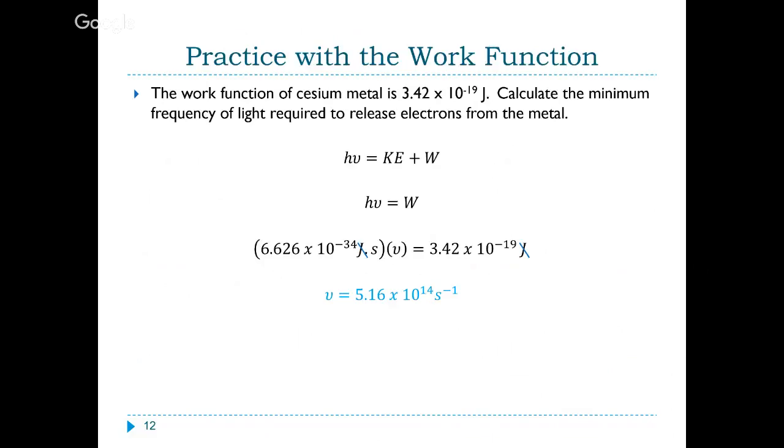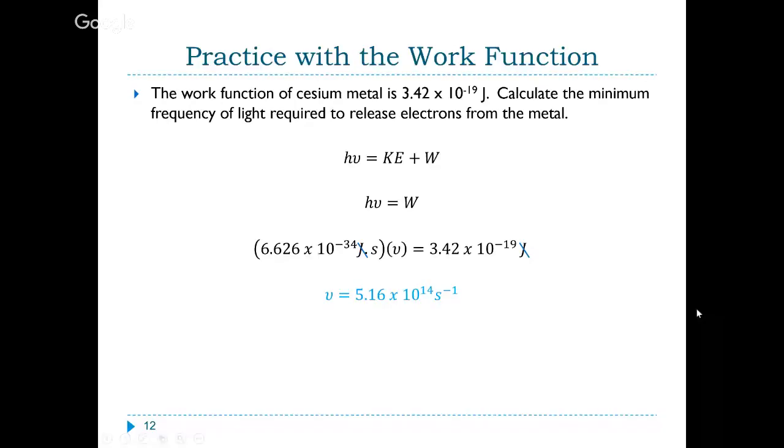So, practicing with the work function. If the work function of cesium is 3.42 times 10 to the negative 19th joules, what's the minimum frequency of light required to release these electrons from the metal?